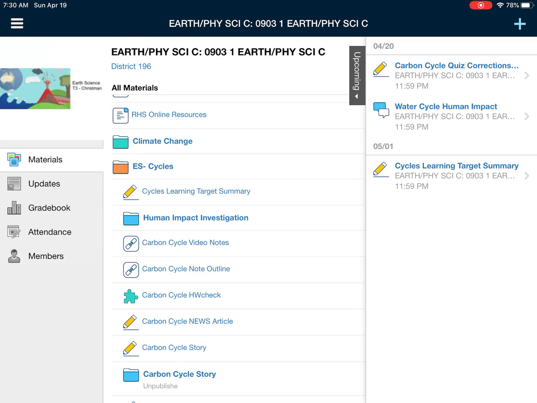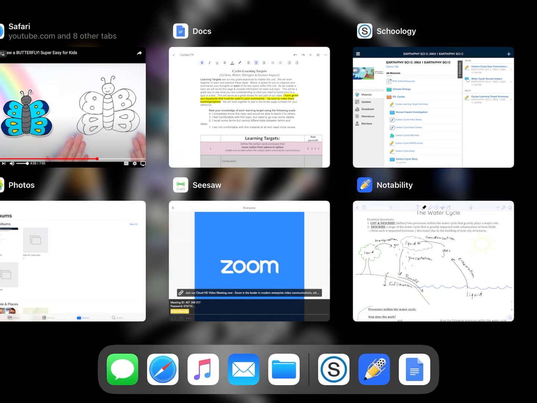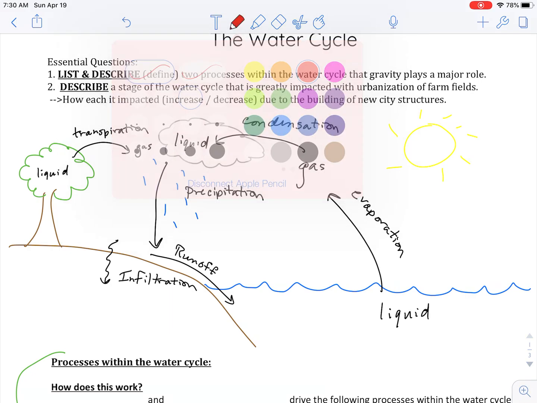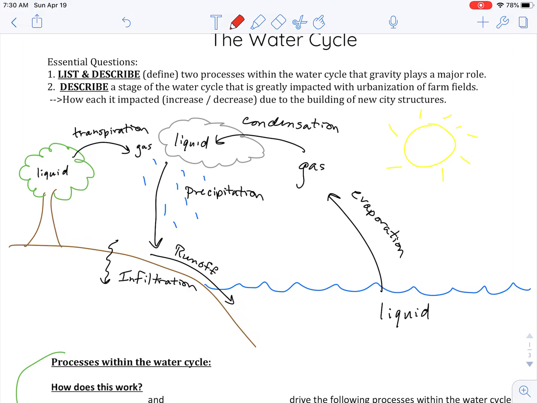Time talking through the water cycle and human impact. So we have our diagram here. I'm going to change some colors here real quick. I think the biggest thing when it comes to the water cycle, because you've seen it so many times, are some of the new little details that we've added here for you.